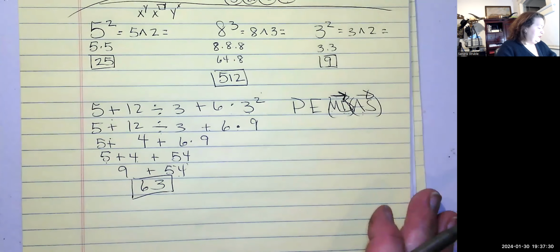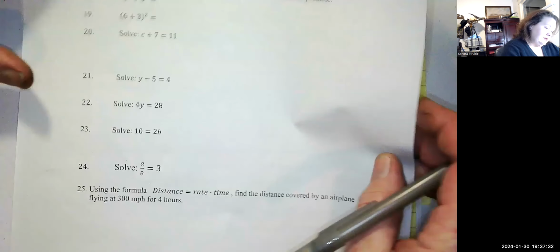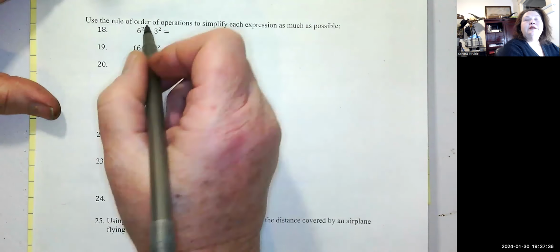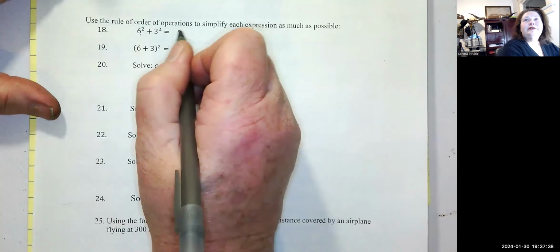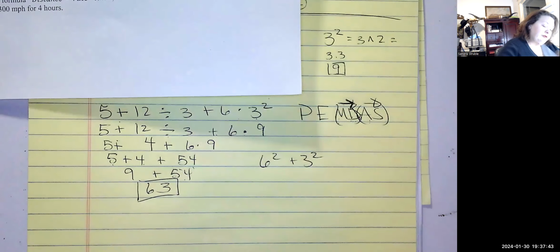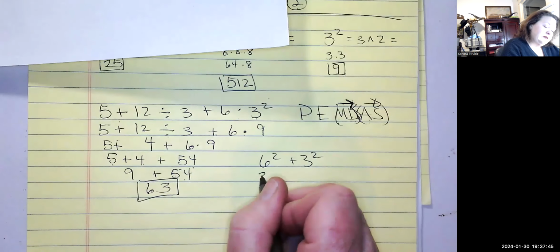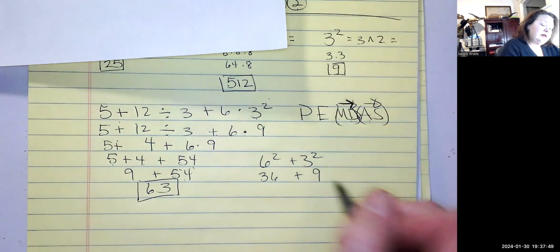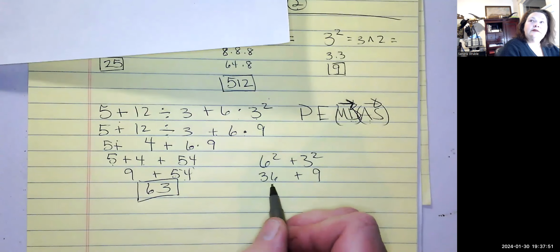Let's go to the next one, 18. We've got 6 squared plus 3 squared. I'm going to do this over here. So we can work down. 6 squared is 36, plus 3 squared, which is 9. 6 times 6 is 36.